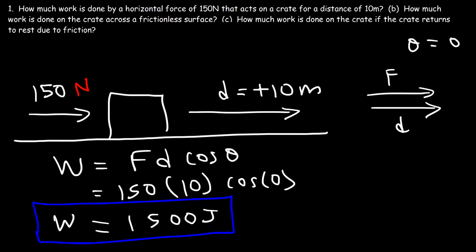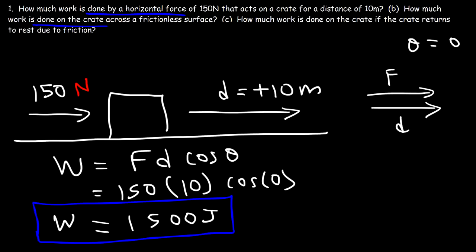If there's no friction, the work done on the crate is going to be 1500 joules, because the crate is going to receive the 1500 joules that was transferred to it by a force. A force is capable of transferring energy to an object. So when we say how much work is done by the force, it's 1500 joules. Now the work done on the crate is also 1500 because it receives it.